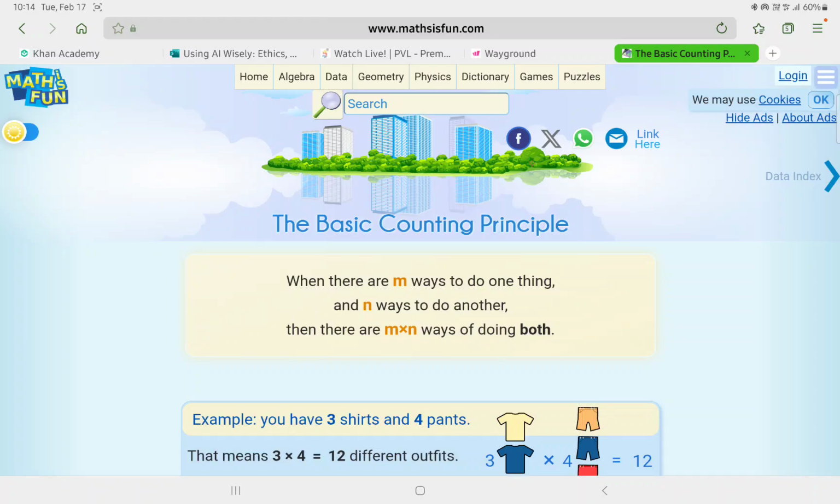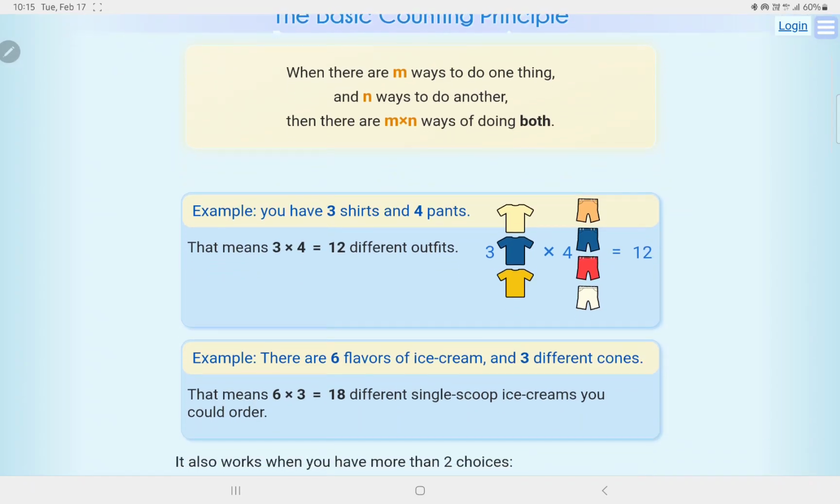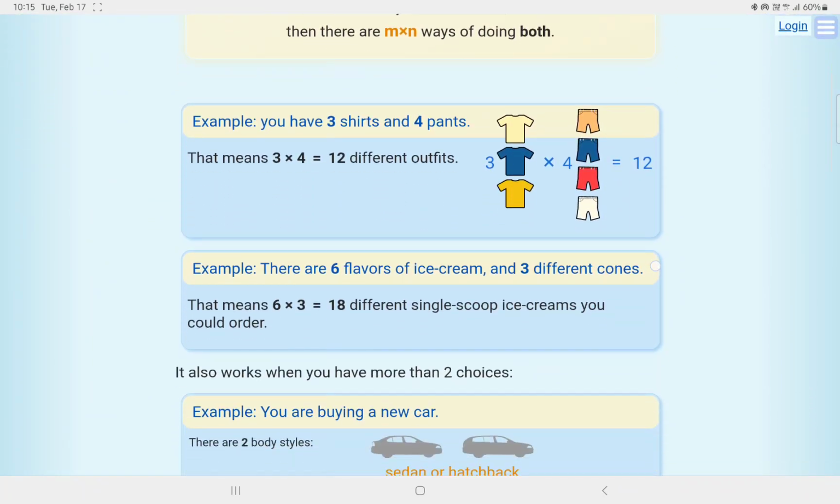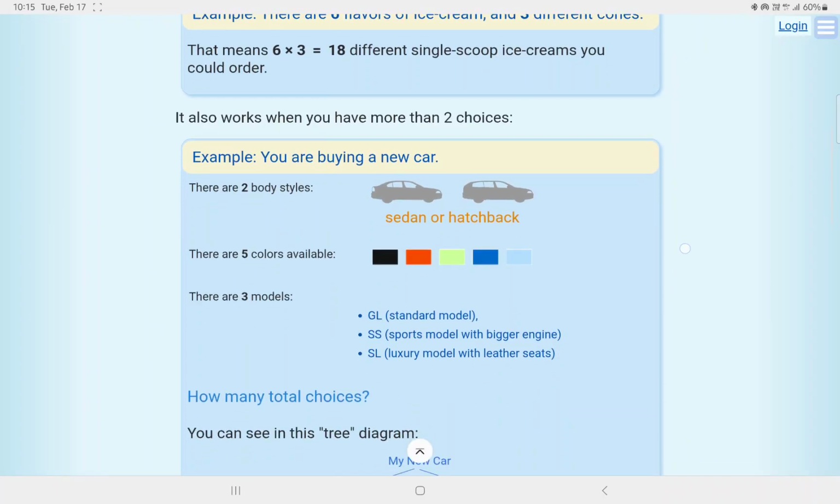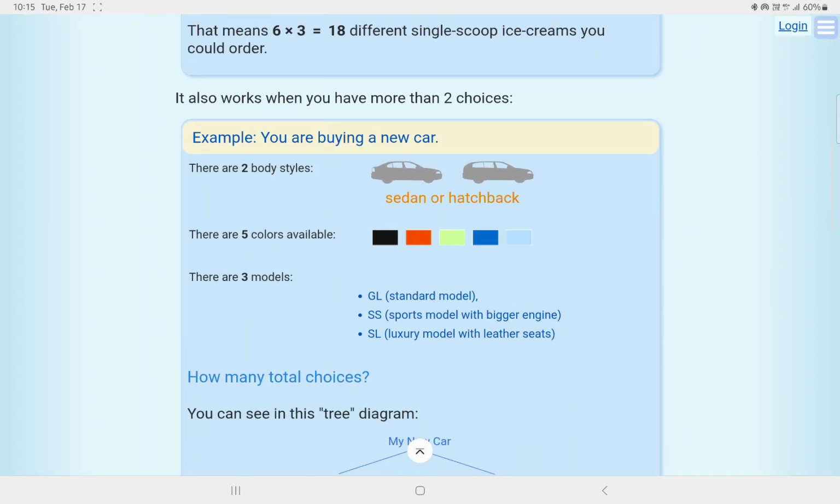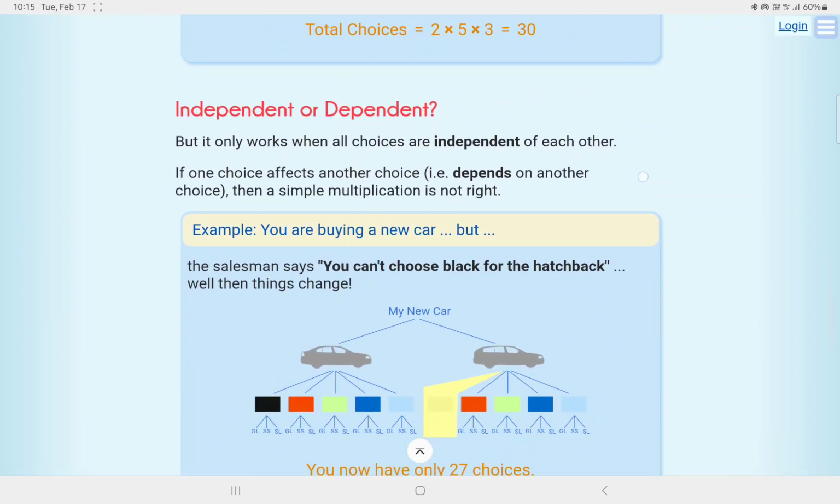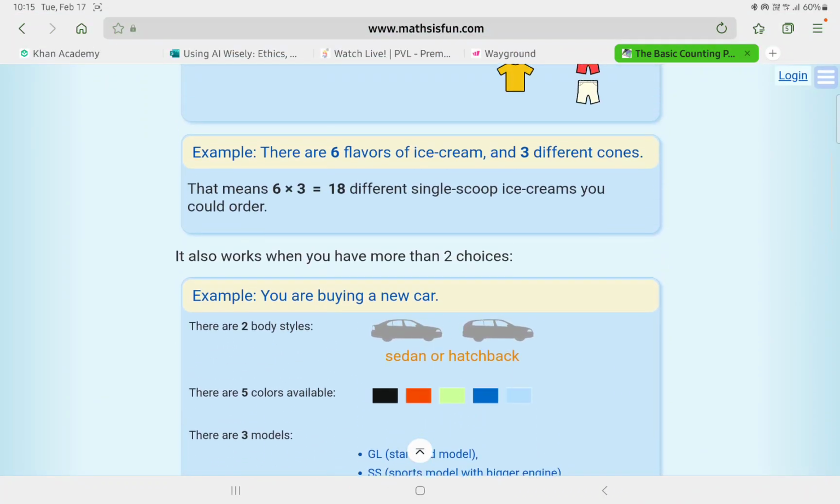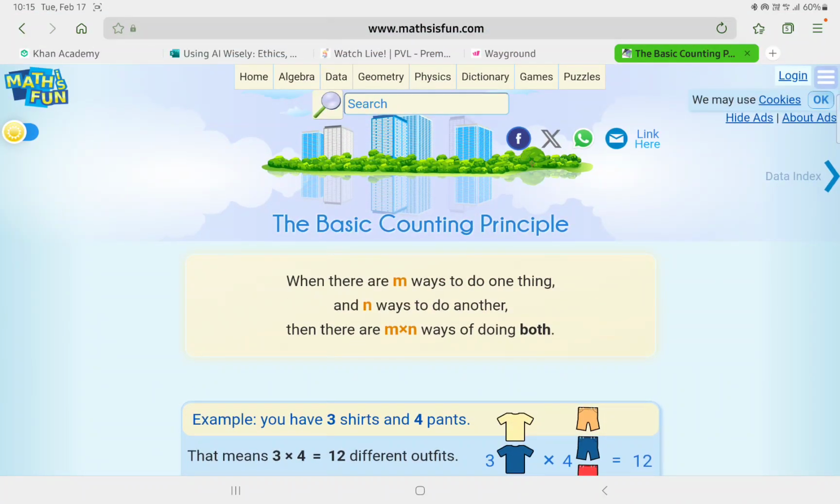So I have here what we call the basic counting principle. When there are m ways to do one thing and n ways to do another, then there are m times n ways of doing both. There's an example here. You can go to that website, mathisfun.com, and look for the fundamental counting principle. You can look at those examples and answer this problem as part of your exercises.